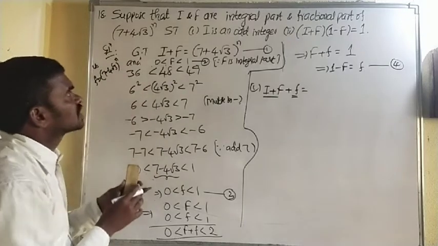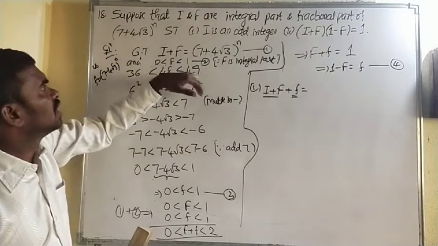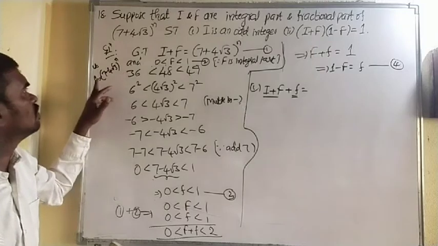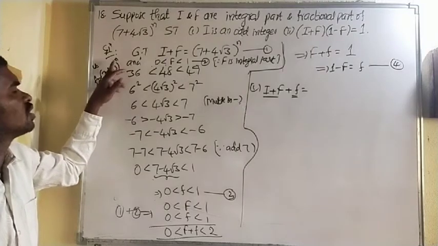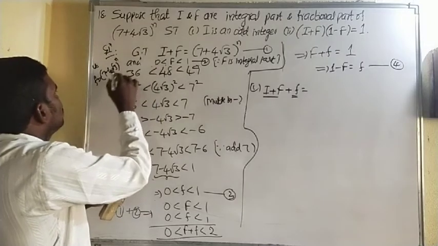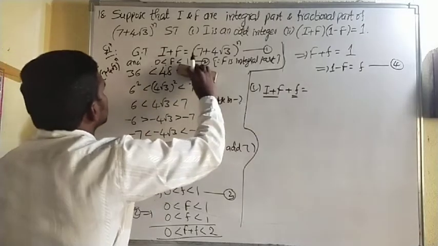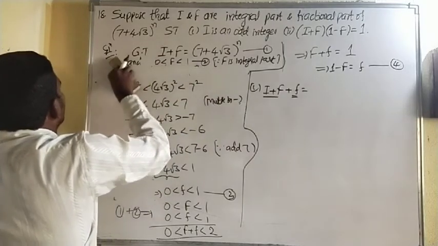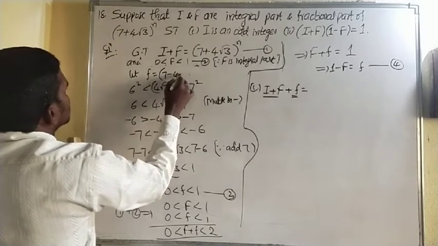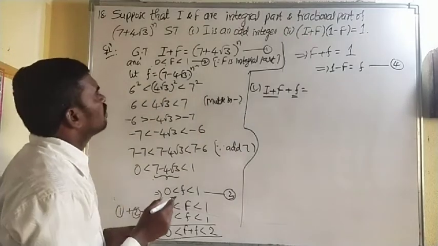First, I plus f equals 7 plus 4 root 3 power n, that is written from the question. Next, f value lies between 0 and 1. And next, I assumed small f equal to 7 minus 4 root 3 whole power n. So now first step, second step, third step, and so on. Let small f equal 7 minus 4 root 3 whole power n.